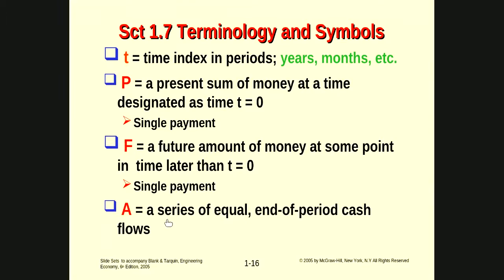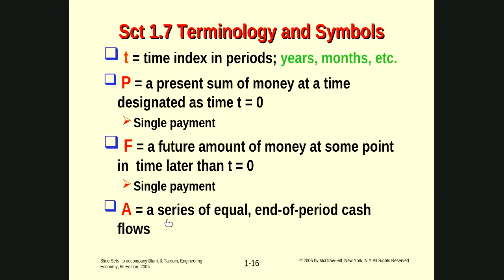Go to the definition: a series of equal end of period payments. This period could be a year, it could be a month, it could be every quarter, meaning every 3 months, since the year has 12 months divided by 4 is 3, or every semi-annual, every 6 months. The definition says end of period. It could be monthly, it could be yearly.